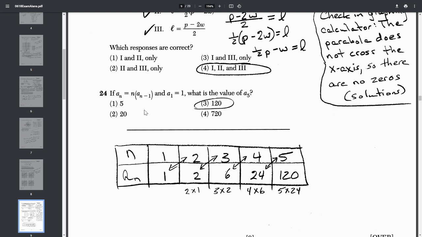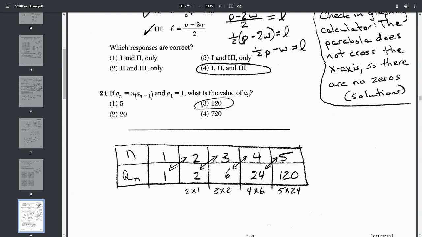Number 24 wants you to use this recursive formula here. The function says to find a number in the pattern, it's the last number times the number in the pattern we are currently working on. So the first number is 1. That's why it says A1 is 1. So the second number in this pattern is the last number times which number are we working on? We're working on the second number. So 2 times 1 is 2.